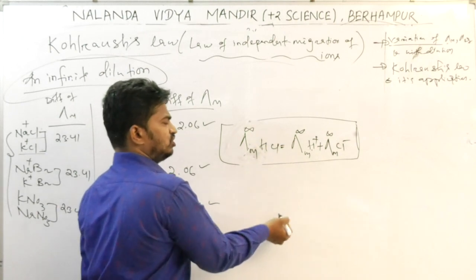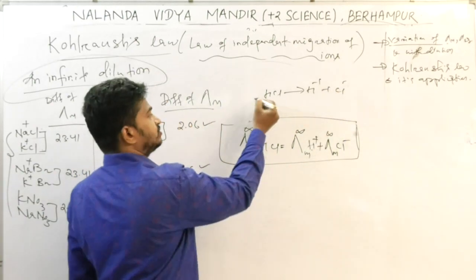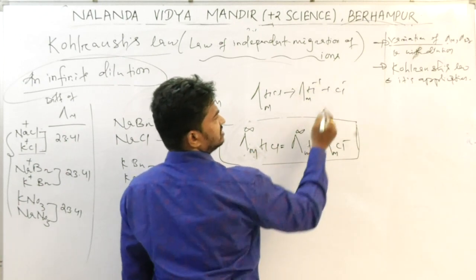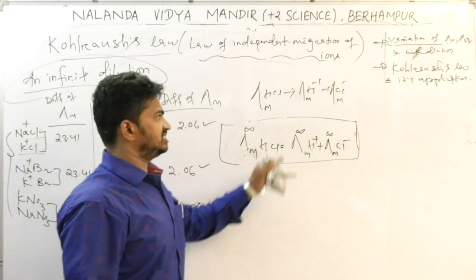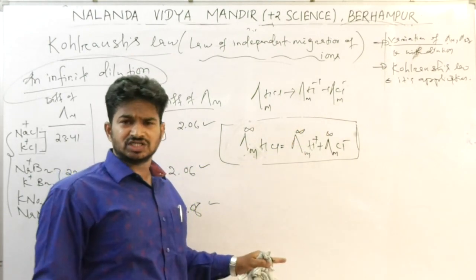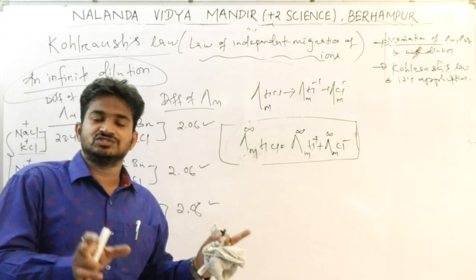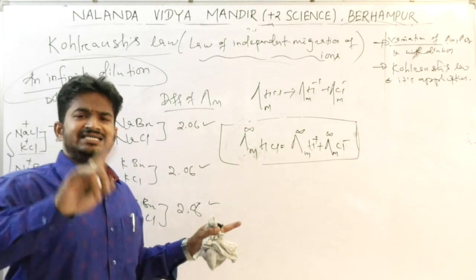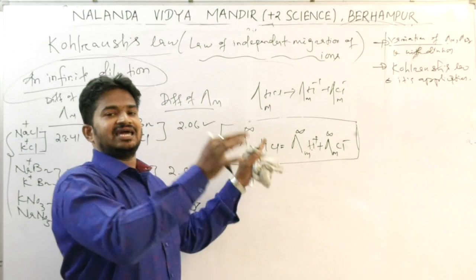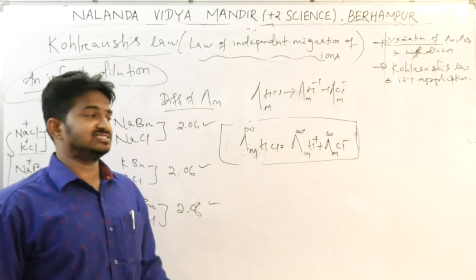Hydrochloric acid, on dissociation, gives H plus and Cl minus. So whenever we find its molar conductivity, it would be the molar conductivity of the H plus ion plus the molar conductivity of the Cl minus ion, because each ion contributes something. When we talk about infinite dilution, the molar conductance of that electrolyte is the summation of the limiting molar conductance of cations and anions. That is Kohlrausch's law.